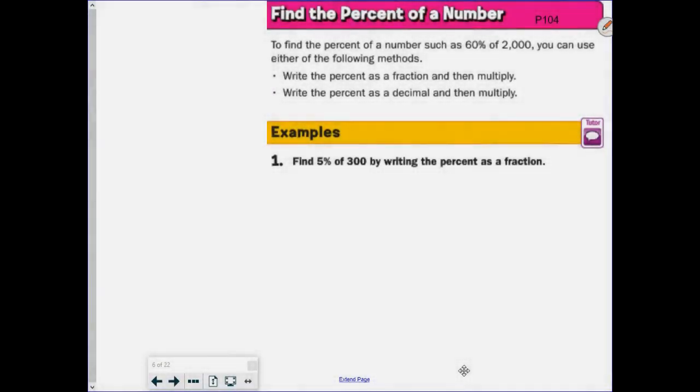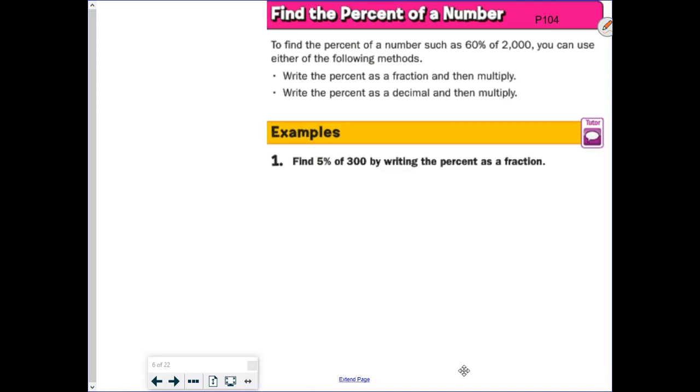Okay, today we are going to look at finding percent of a number. Here on page 104 in the 7th grade textbook, it says, to find the percent of a number such as 60% of 2,000, you can use either of the following methods. First, write the percent as a fraction and then multiply, or second, write the percent as a decimal, then multiply. Let's take a look at example number 1.